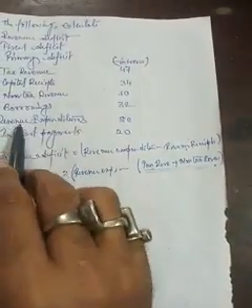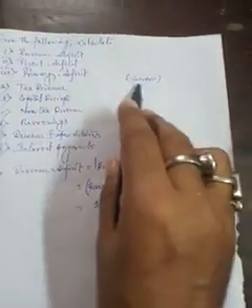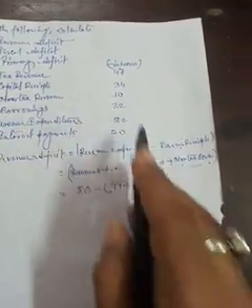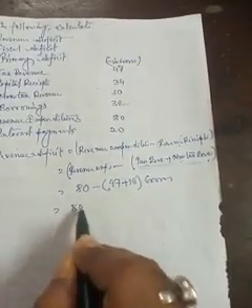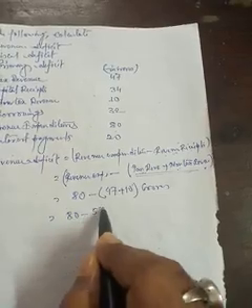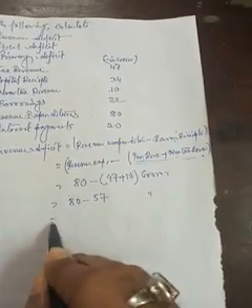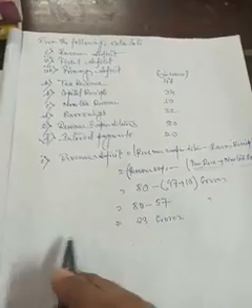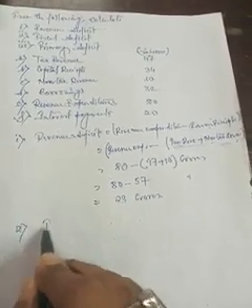So revenue expenditure is how much? Revenue expenditure is 80 minus tax revenue, how much? 47 plus non-tax revenue, how much? 10. All are in crores. So it is 80 minus 57, or it is 23 crores. Okay, this is the revenue deficit.